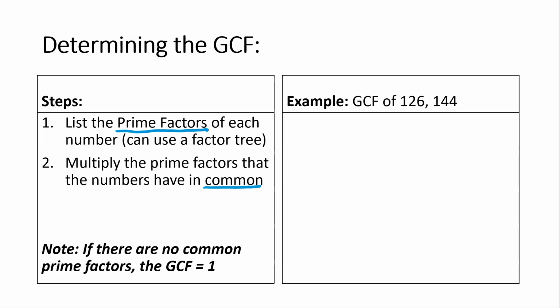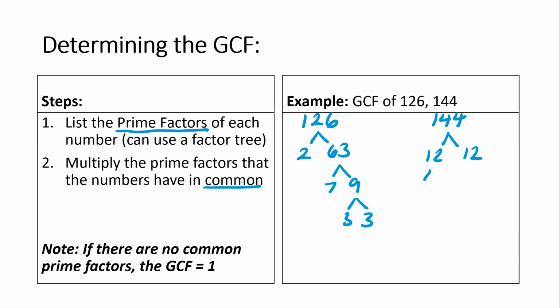Let's take a look at the greatest common factor of 126 and 144. If we did a factor tree for both of these, 126 is 2 times 63, 63 is 7 times 9, 9 is 3 times 3. 144, we can go with 12 times 12, and for each of the 12s, those are 4 times 3, and the 4s can be 2 times 2.